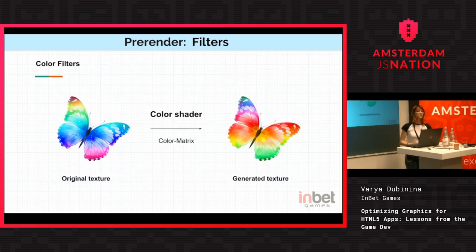We can also apply color filters to create numerous color variations for the same texture. And those can be both shader-based and engine-based. So here we've used the standard PixiJS color filter called Color Matrix.